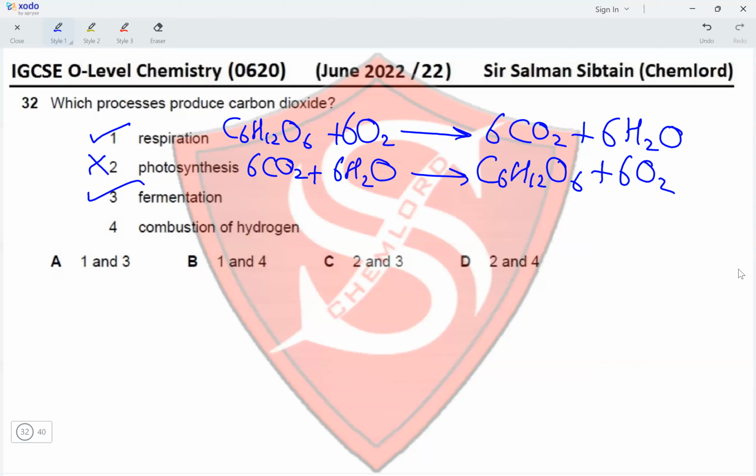And last, we have combustion of hydrogen. So if we have hydrogen, it will burn in oxygen. That is what combustion is, to produce water. Since carbon is not present as a reactant, carbon dioxide cannot be produced as a product. Therefore, this process will not produce carbon dioxide. Hence, the processes that produce carbon dioxide are respiration and fermentation, making option A the correct option for this question.